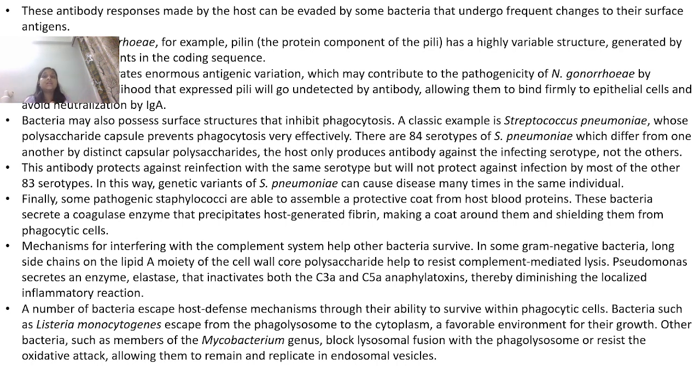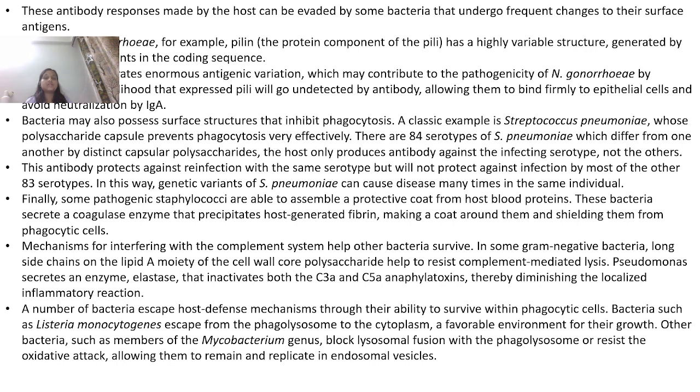So as you can understand, if it is generating a highly variable structure like different kinds of pili, then not every time will our immune system be able to recognize that particular bacteria. Every time it will be a new kind of bacteria, because the surface antigen itself is changing. So the IgA cannot go and bind to the different kinds of pili that it is expressing, and the bacteria can avoid neutralization by IgA and escape the immune system.